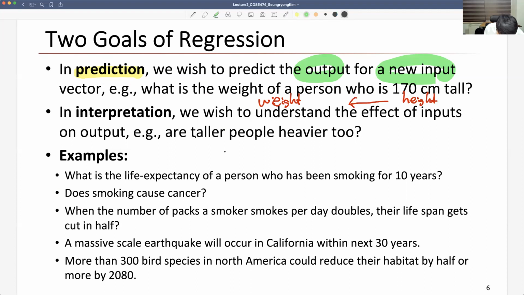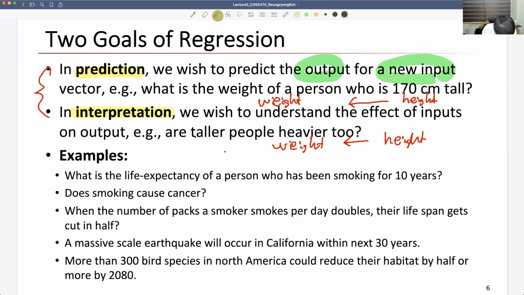The second goal is interpretation. So we wish to understand the impact of the input on output. For example, taller people are heavier too. In other words, we would like to interpret the relationship between height and weight. So in a regression problem, we want to predict some relationship or interpret some relationship.